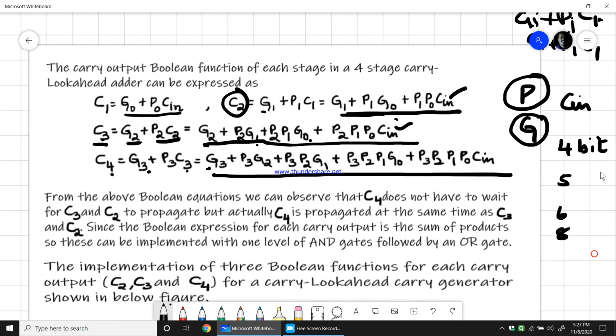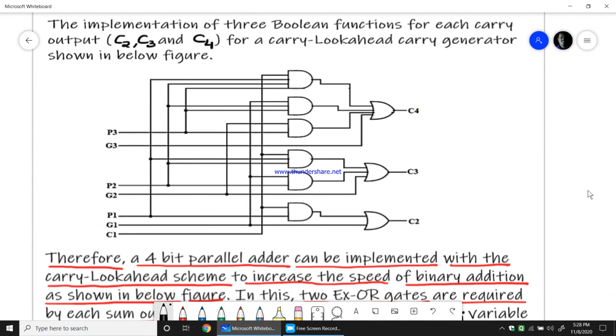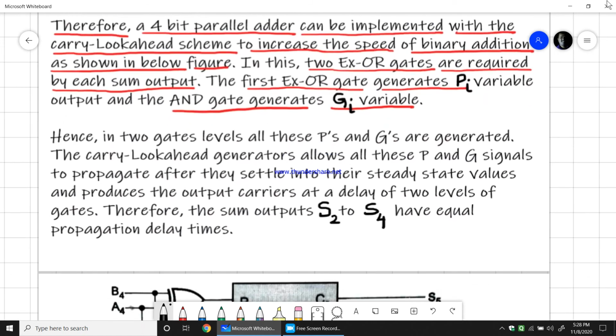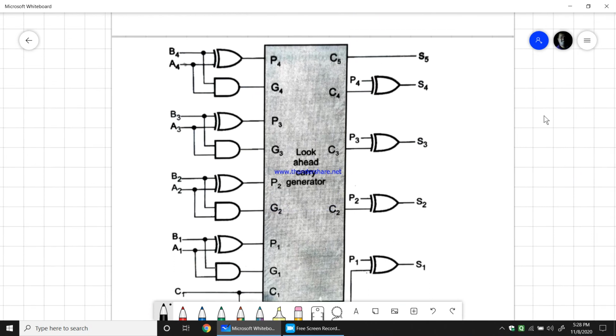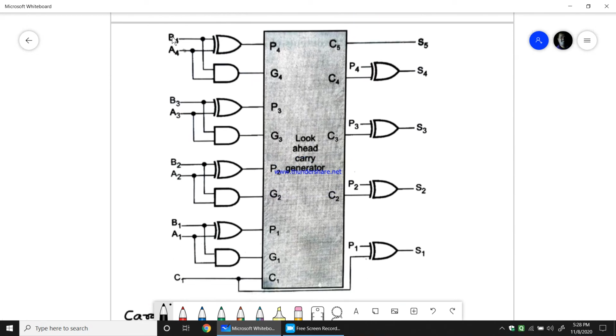Now if I see this diagram, this is how it looks. The carries C2, C3, C4, can you see here? They are completely dependent on P and G, P and G, P and G. So PG generators are required. With that knowledge, this is the diagram of the carry look ahead generator. We have B4 and A4, where this XOR gate will generate P4 whereas this AND gate will generate G4. My outputs S1 to S4 completely depend on these inputs, which generate P4 and G4.